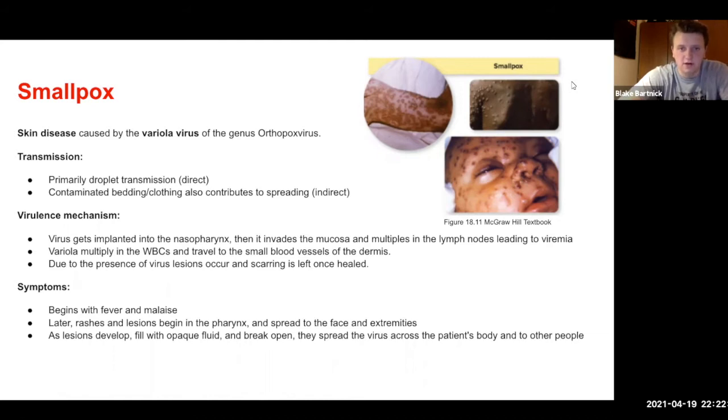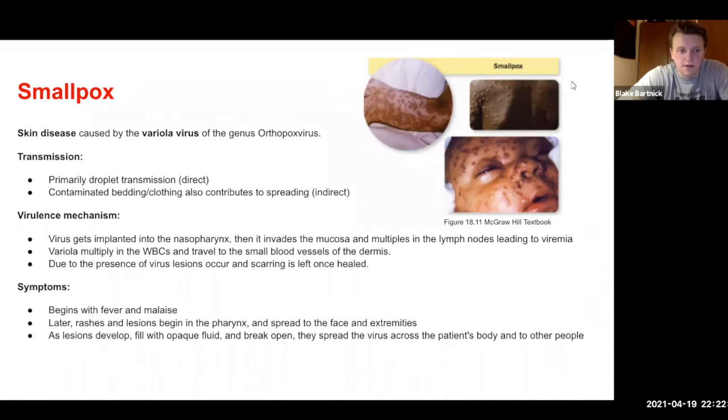That would be a form of direct transmission, and it's also spread through contaminated bedding and clothing, and that would also contribute to the spreading. So if bedding in a hospital was contaminated and wasn't washed properly or replaced before the next patient, that would contribute to the spread of smallpox.